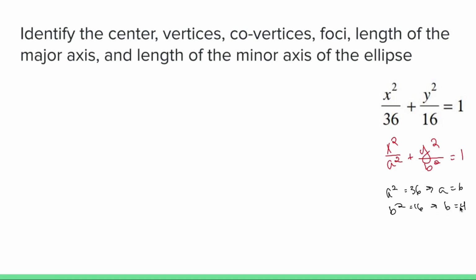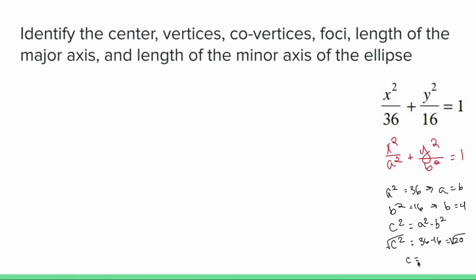Now we also have to find this thing called c², or c, which is found by doing c² equals, and this is going to be weird because it's going to go against everything you've been taught, a² minus b², not plus, minus b². So c² is going to be 36 minus 16, which is 20. You square root that, and c is going to be the square root of 20.